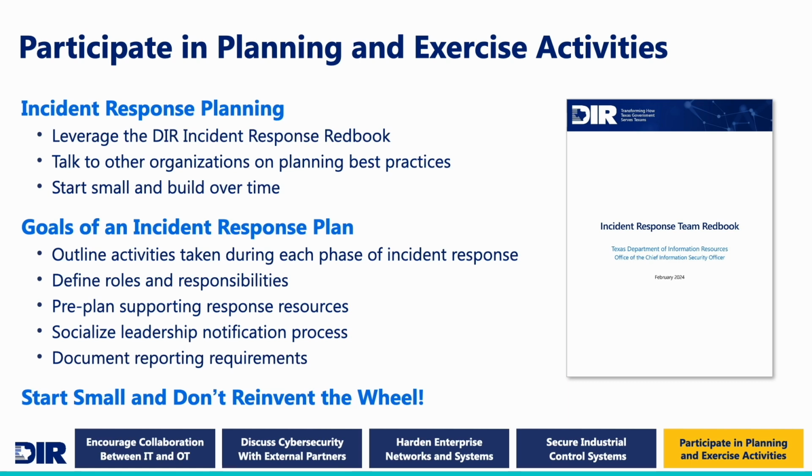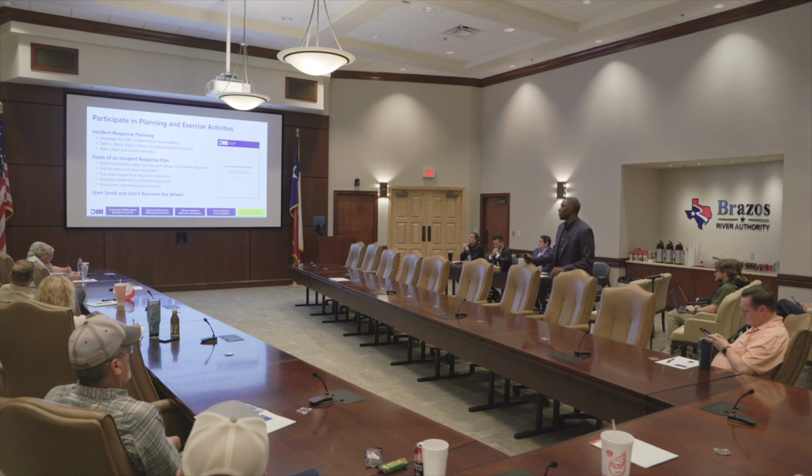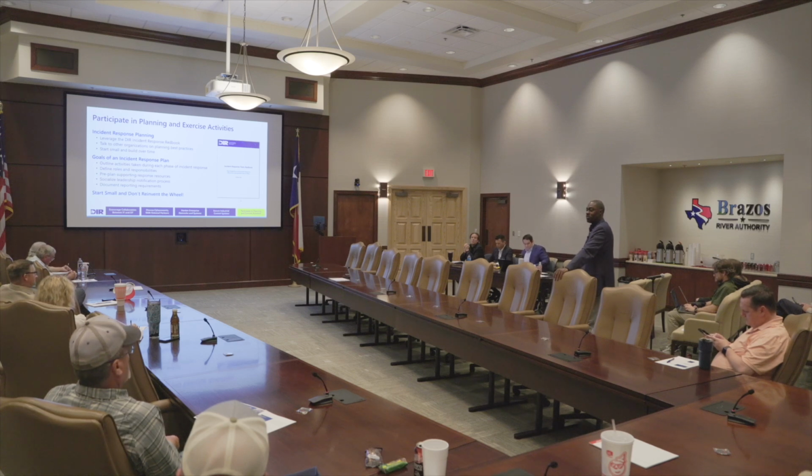All right, and then last but not least, we're going to talk about participating in planning and exercise activities, similar to what we're doing here today. For your incident response planning, DIR has an incident response red book. It's a great resource. It pretty much outlines everything you would need to have a comprehensive incident response plan. There are templates included in this red book where all you have to do is plug and play: put the entities' names, phone numbers, and contacts in there. If you haven't seen it yet, I really encourage you to check it out. Jonathan spent a lot of time helping put that together, so I'm sure he would appreciate you taking advantage of his hard work.